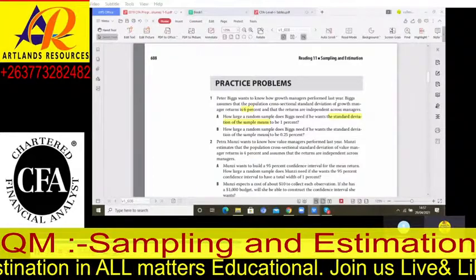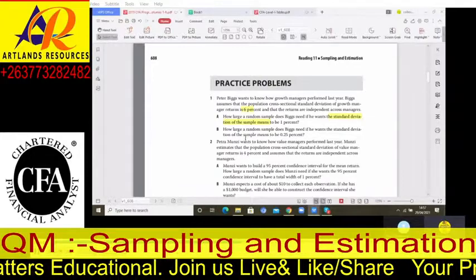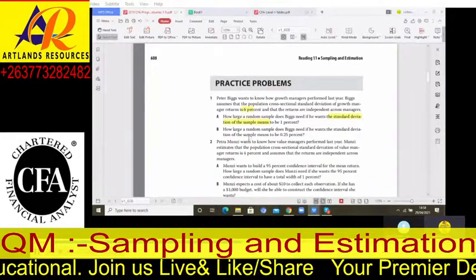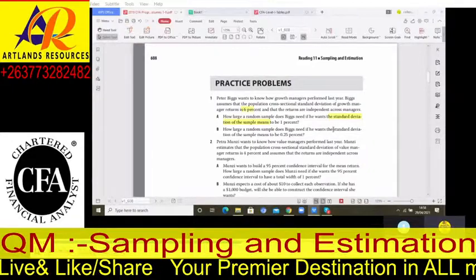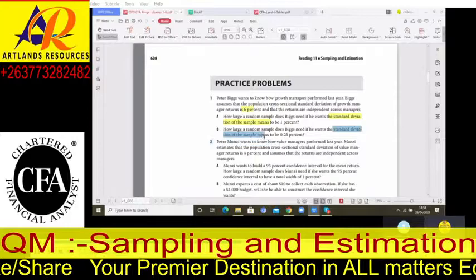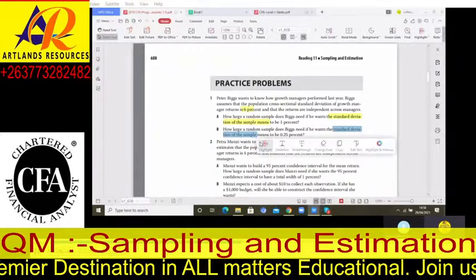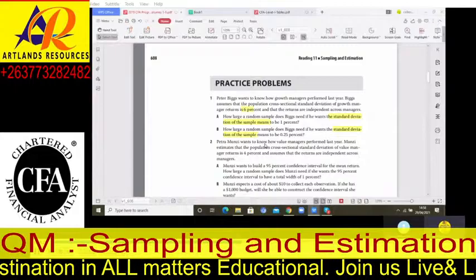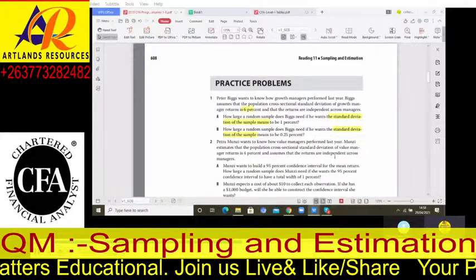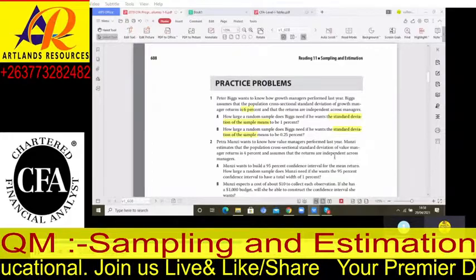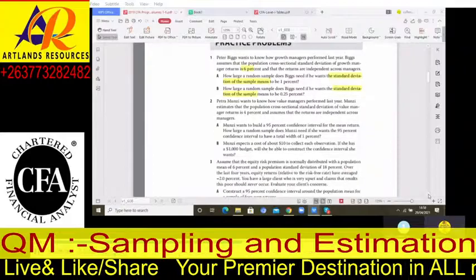Another question is saying, how large a random sample does Biggs need if he wants the standard deviation of the sample means, that is called the standard error of the estimate, to be 0.25? So it's again the same. You follow the same procedure. You now say 0.25 equals 6 over square root of n, and you get the answer in the same way.